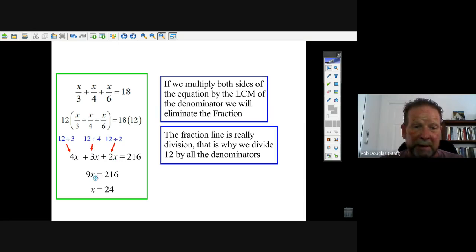So all of a sudden, all three fractions turn into a simple 4x plus 3x plus 2x. Those are like terms. That's 9x. If we divide both sides by 9, 9x divided by 9 is x, and 216 divided by 9 turns out to be 24. So the fraction line is really about division. Once you've got the least common multiple, you multiply, but you actually divide by that bottom, 12 divided by 3, like that. And that's a really important trick.